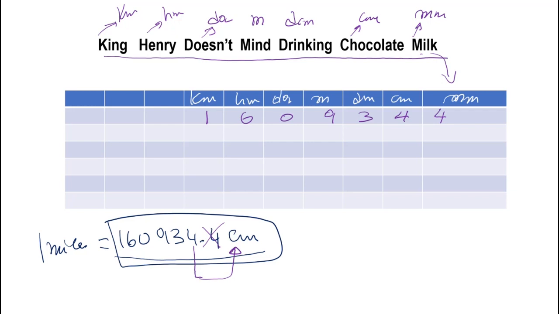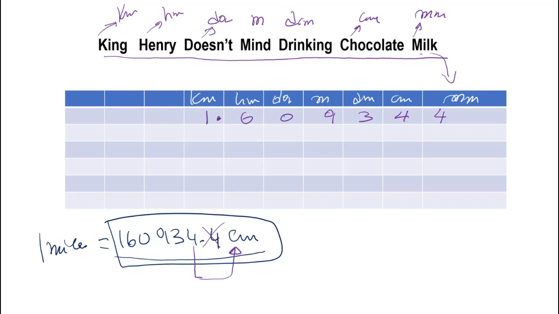Now it's very easy. If I want centimeters, I just put the decimal point here. That tells me I am in centimeters. This number is 160,934.4 centimeters. Now if I want to go to kilometers, I move my decimal point toward kilometers.